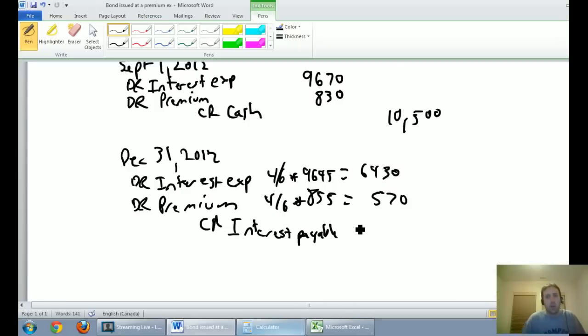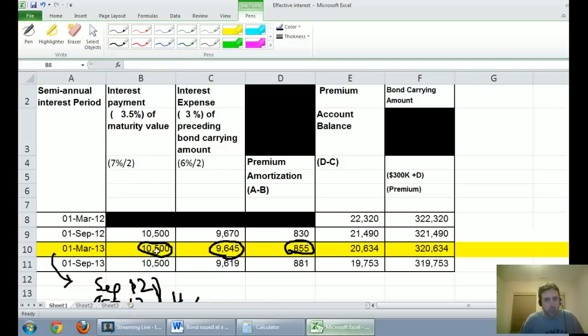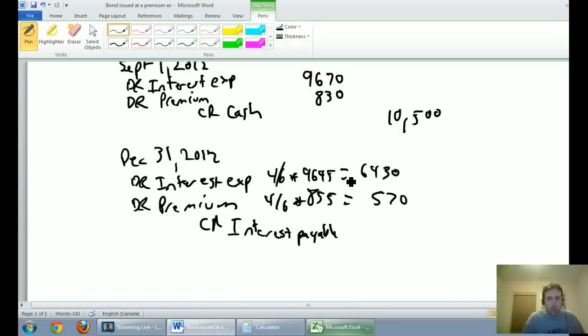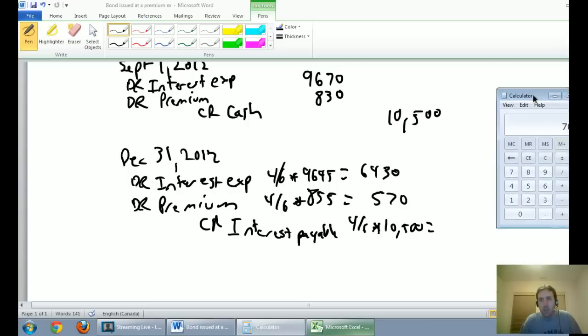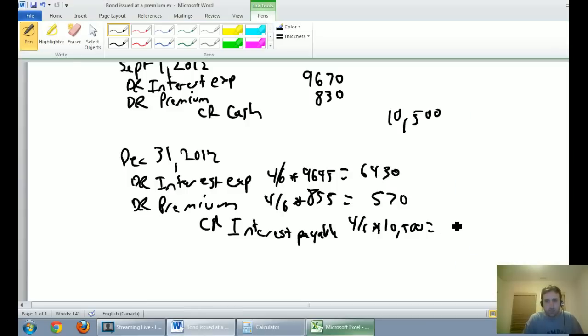And so the amount of my interest payable is going to be 4/6 of 10,500, the amount I would have paid in cash. So 4/6 times 10,500 equals 4 divided by 6 times 10,500. $7,000 even. So let's fill that in. All right, and December 31st is in the bag.